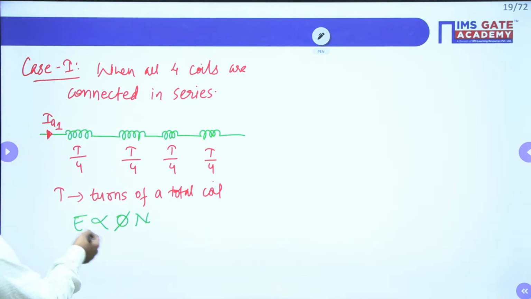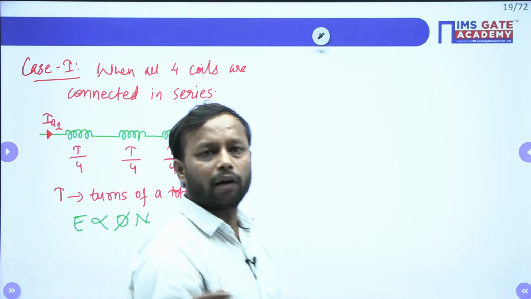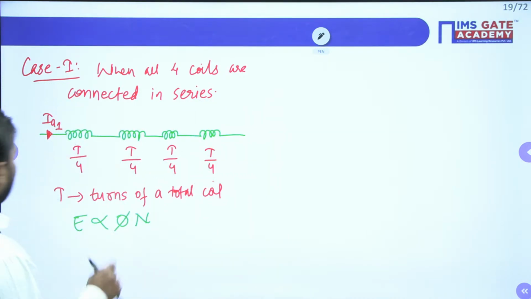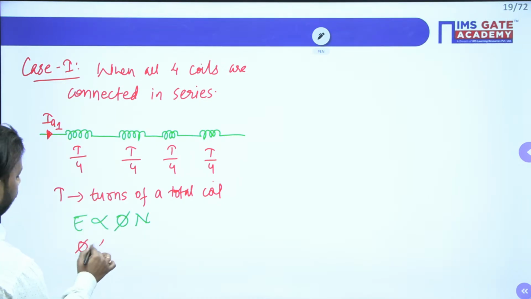All right. So this is what? E proportional to phi into n. So what is phi? Phi is given by the field current. If the field current is high, your flux is high. All right. But here this flux is what? Proportional to MMF.